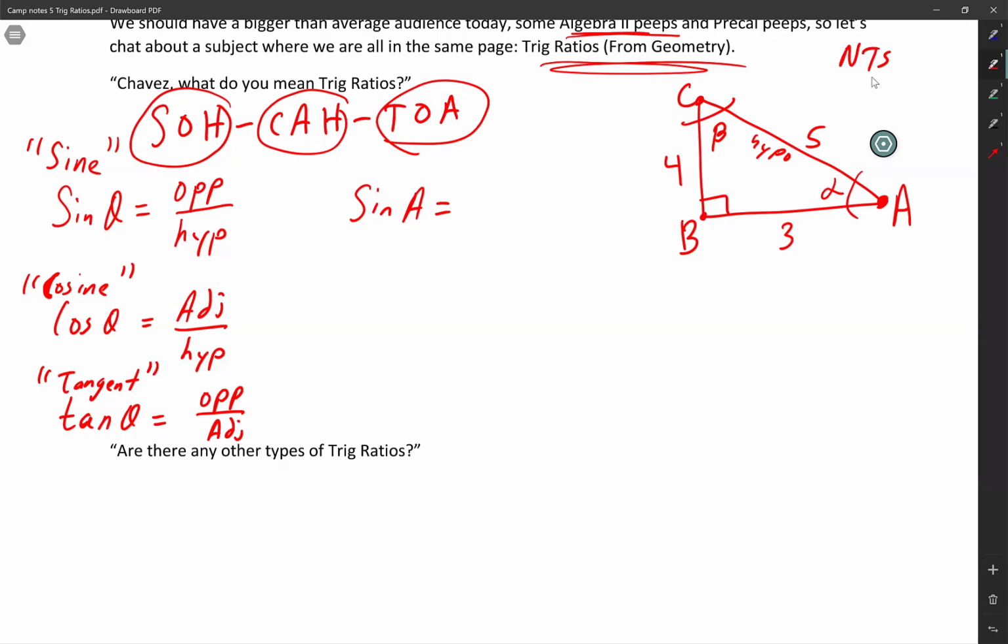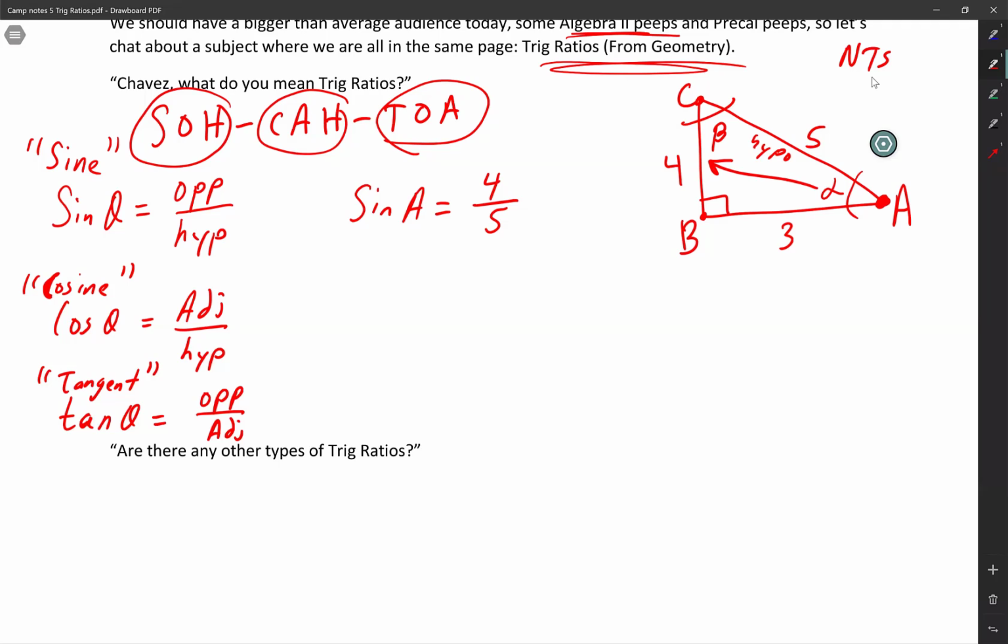Okay, so here we go. Sine of A. What is opposite? So here's vertex A. What is opposite of angle A? 4. So I write 4. And then the hypotenuse is always the longest side, so you write 5, and there it is, and that really is it. It's just a ratio, something over something.